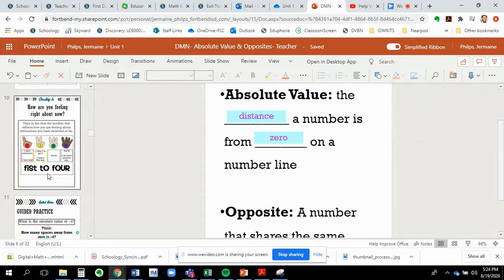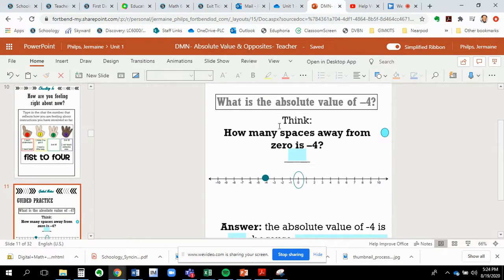So let's go back down to the slide and try to figure out what is the absolute value of -4. You can think about it like this: how many spaces away from 0 is -4? I'll give you a second to think about it. When I count, I say that -4 is 1, 2, 3, 4 spaces away from 0. So the absolute value of -4 is 4.